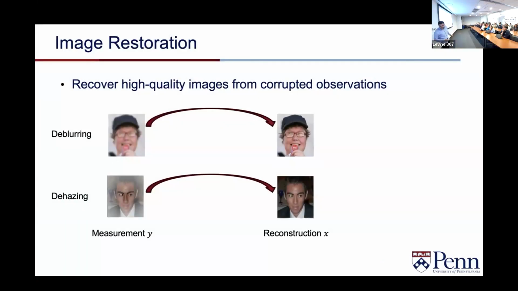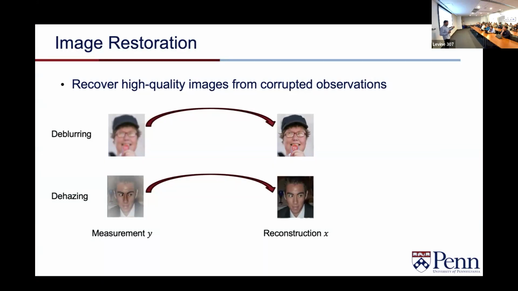Let me introduce the problem of what image restoration is. Image restoration at a high level, the goal is to recover high quality images from degraded or corrupted observations. Here we see two examples of this, where we see corrupted images that might be a blurry image, which might be taken because someone was moving the camera when they took a photo.